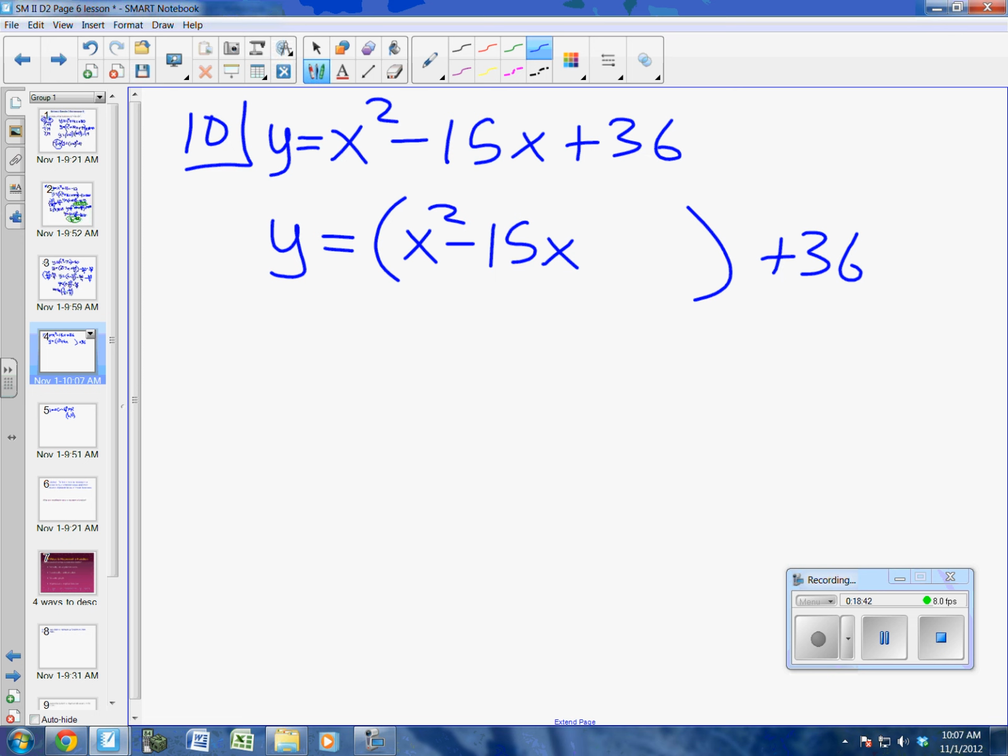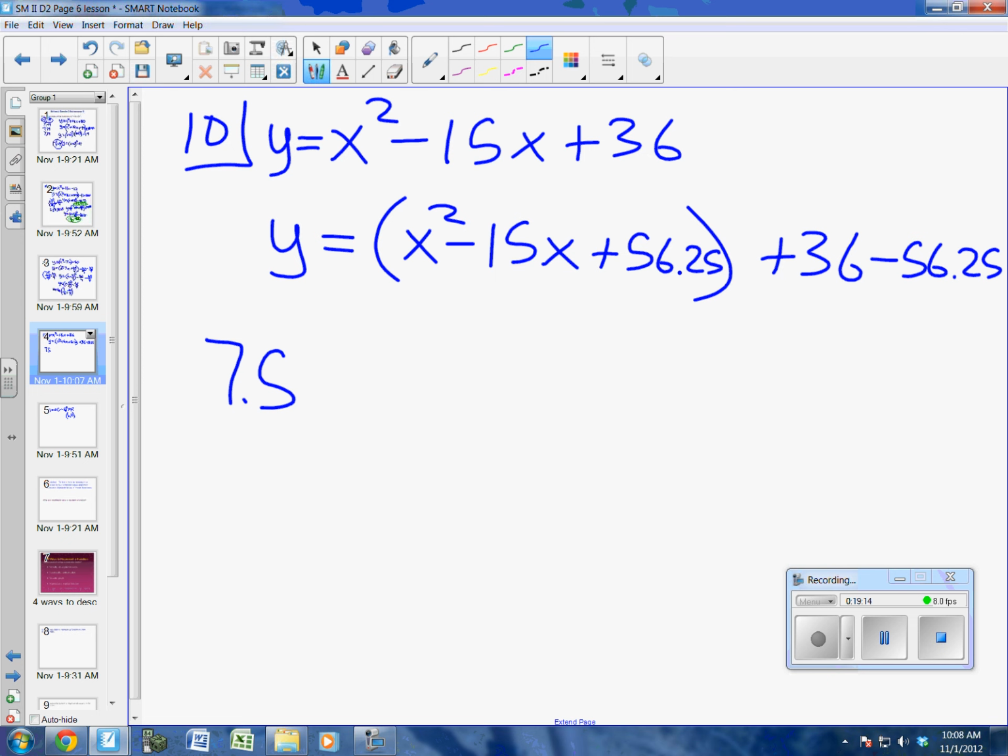That's called completing the square. I'm going to make a perfect square trinomial. What's half of 15, as a decimal? 7.5. Squared. Get out your calculator. 7.5 squared. What is that? 56.25. So we're going to get 56.25 minus 56.25, because remember, we have to compensate by minusing it.